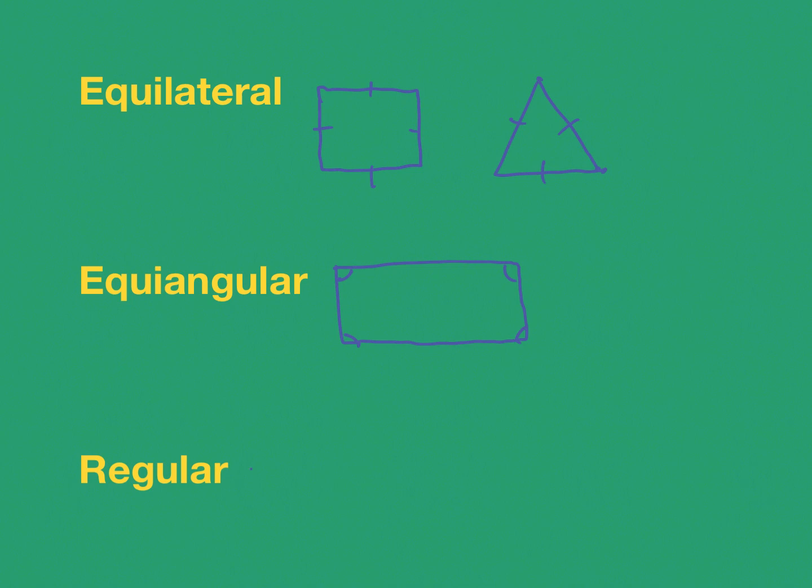Regular means all sides and all angles are the same. We should use the correct geometry term. They are congruent. So equilateral is just all the sides are congruent. Equiangular means all the angles are congruent. And regular means both are true, the sides and the angles. The easiest example would be a square.